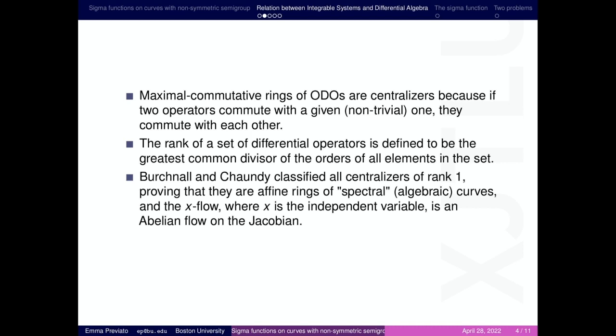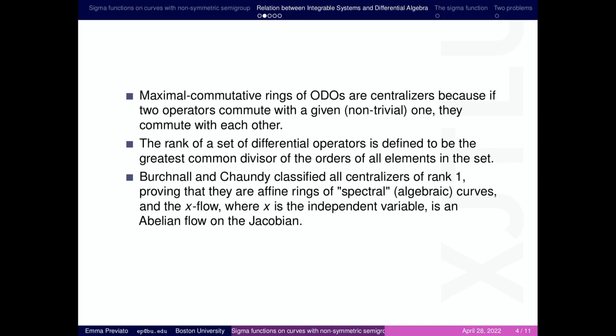In the early 20th century, Burchnall and Chaundy classified all centralizers of rank one. They are affine rings of their common spectrum, and the x variable is a flow on the Jacobian.